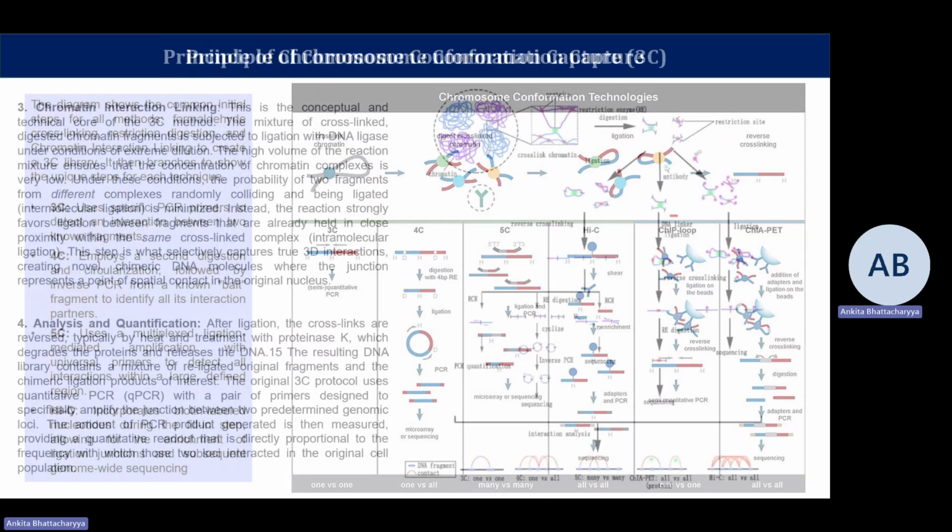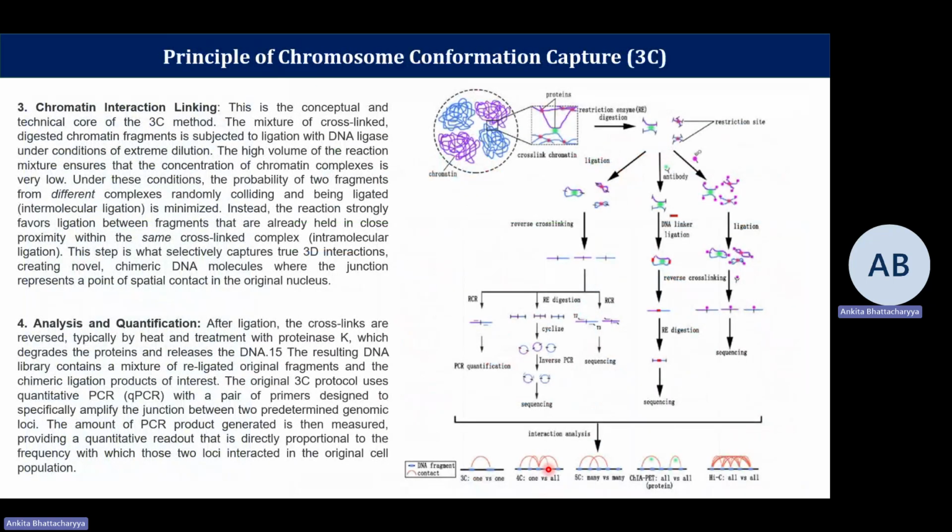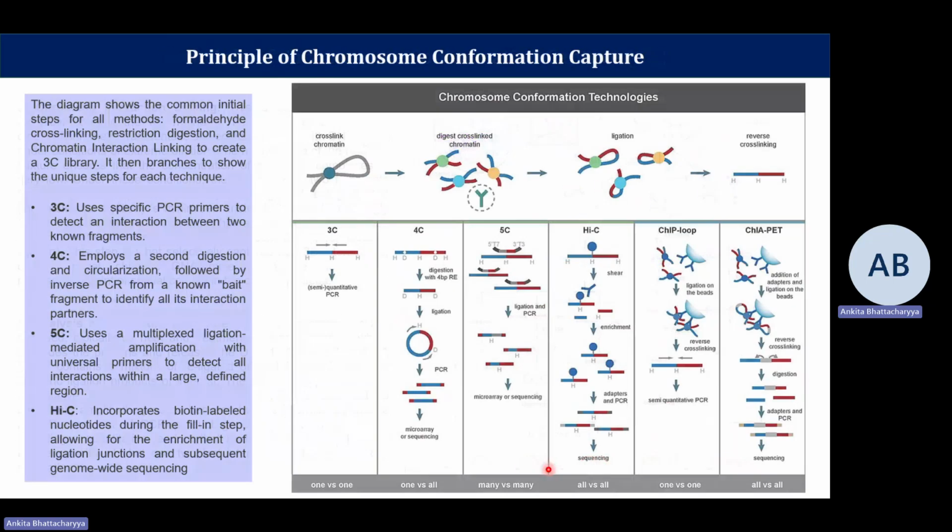If you look here, this 4C method is one versus all, which means all of the interaction partners can be identified in 4C. Then you have Hi-C, which incorporates biotin labeled nucleotides during the fill-in step. Let me first explain 5C in this case.